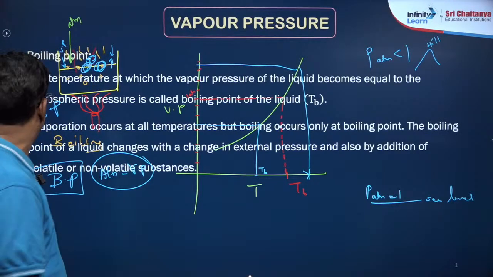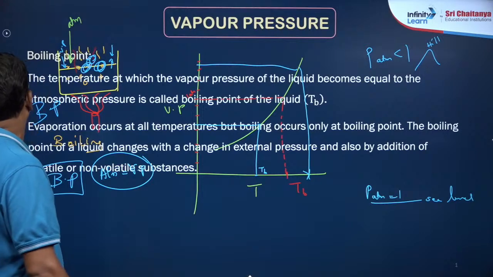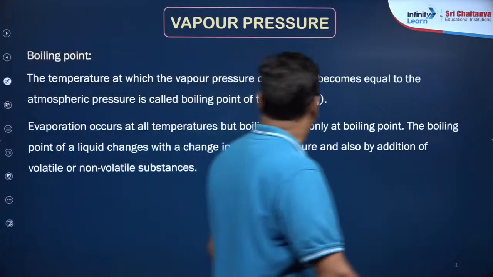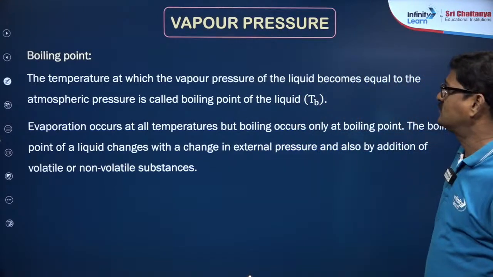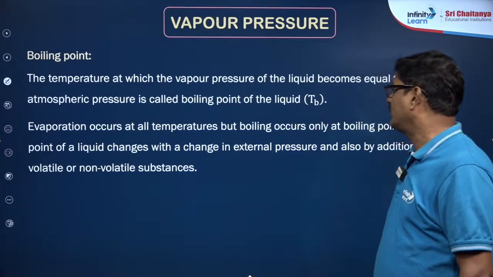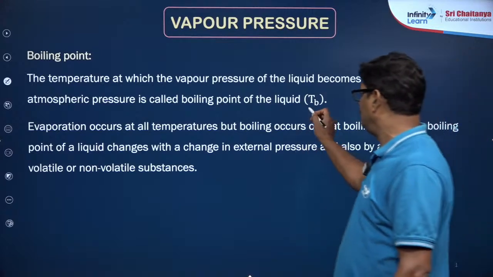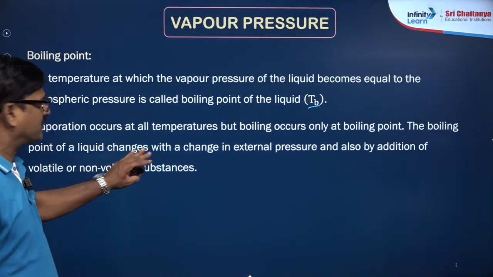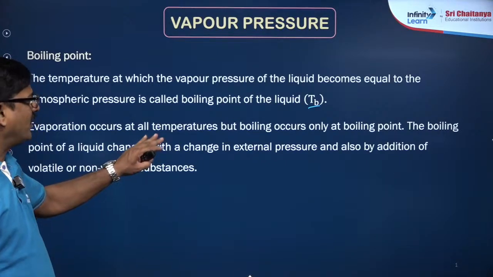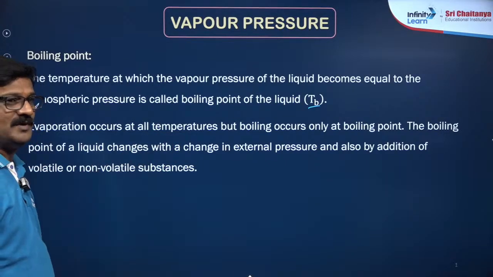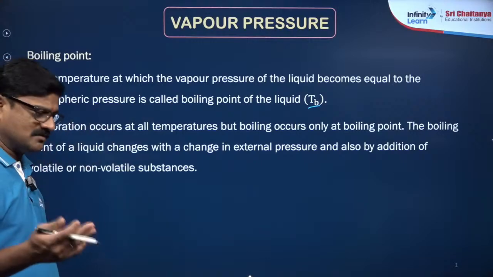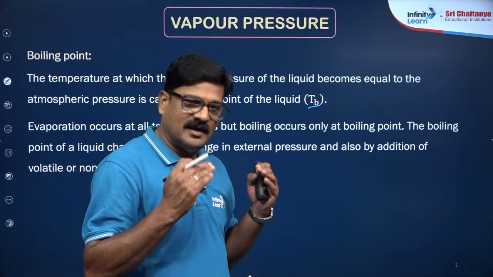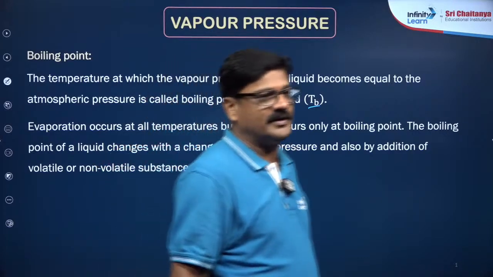So the boiling temperature, what I want to say is, the temperature at which the vapor pressure of the liquid becomes equal to the atmospheric pressure is called the boiling point of the liquid. It is indicated with TB. Evaporation occurs at all temperatures, but boiling occurs only at the boiling point. Evaporation can occur at any temperature, but it can be low at room temperature and high at boiling point temperature, right?